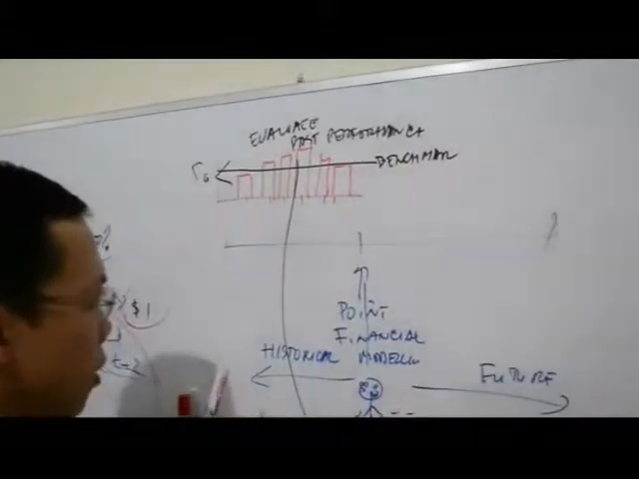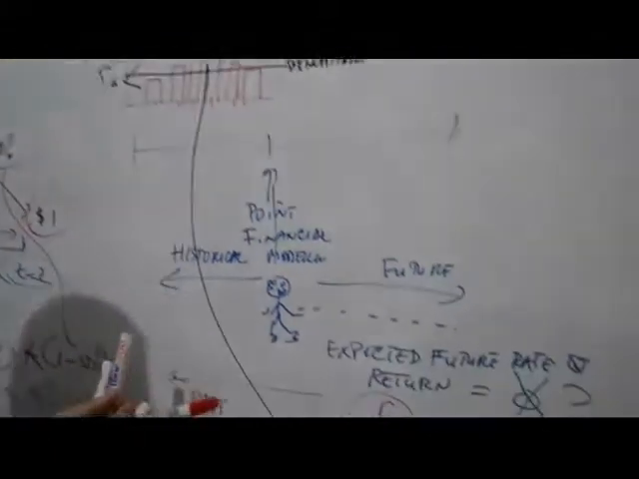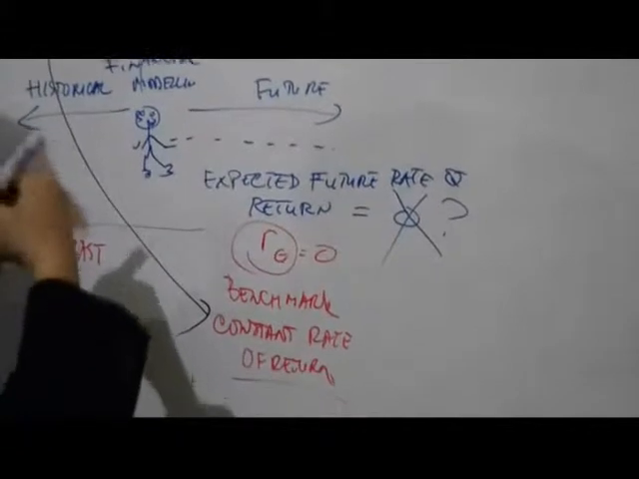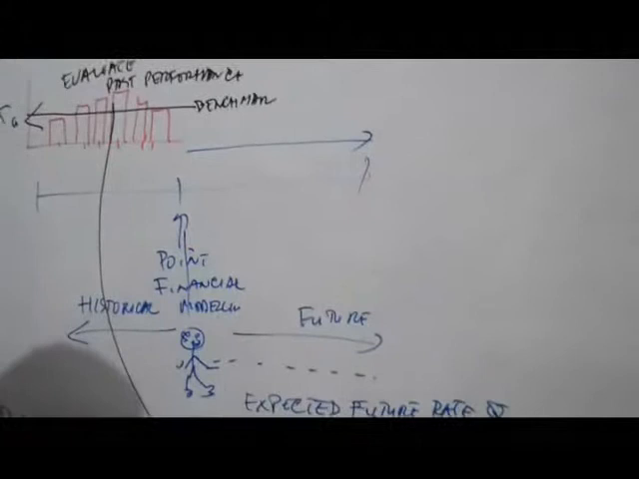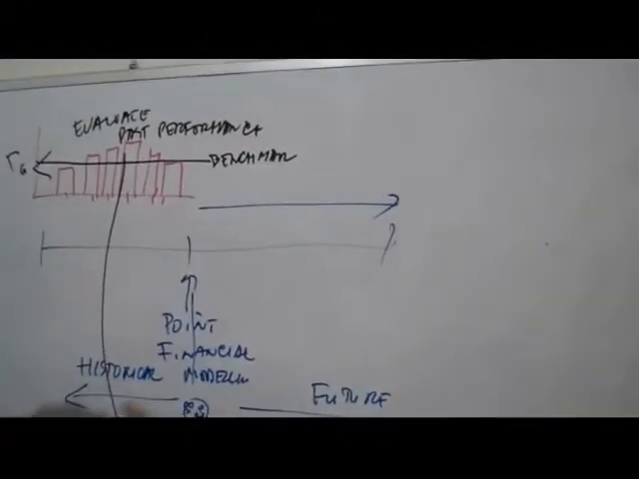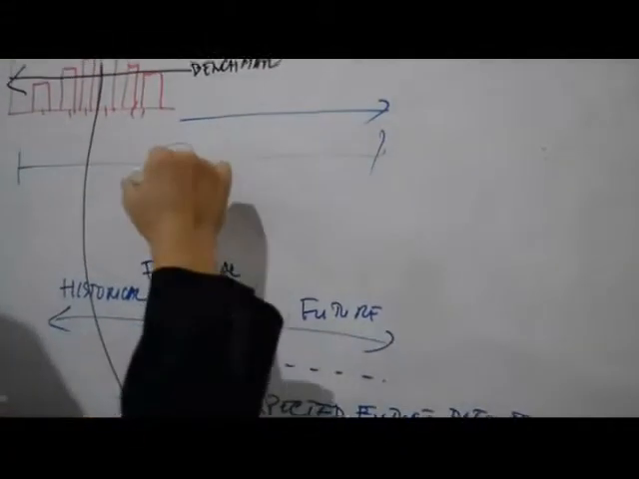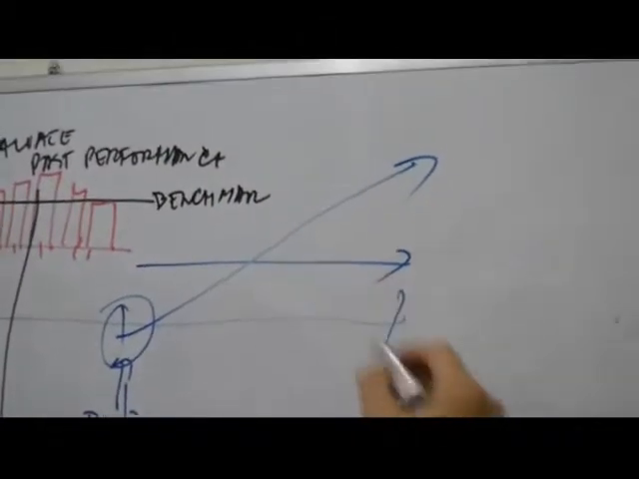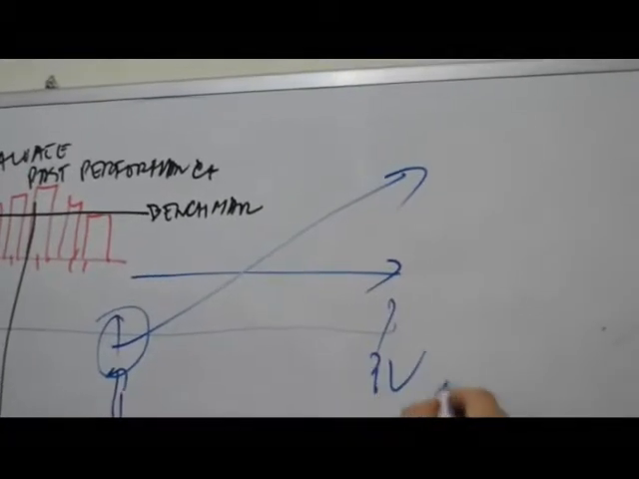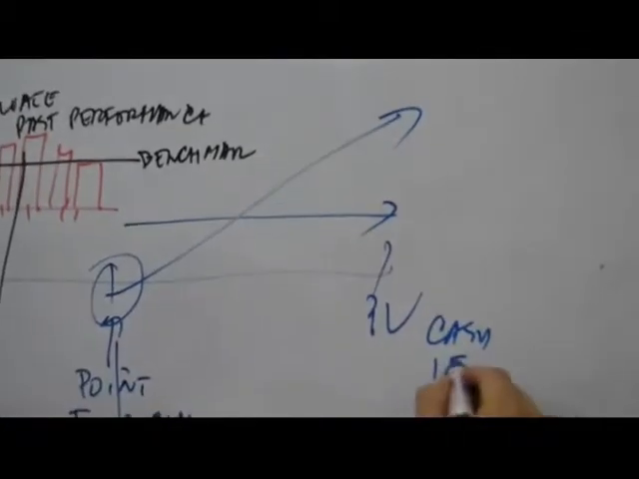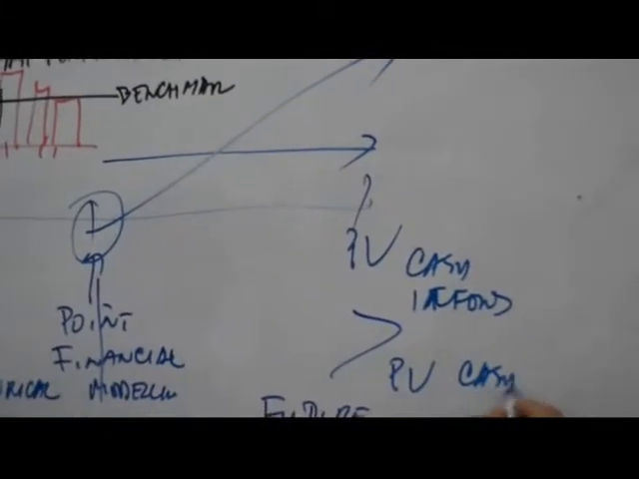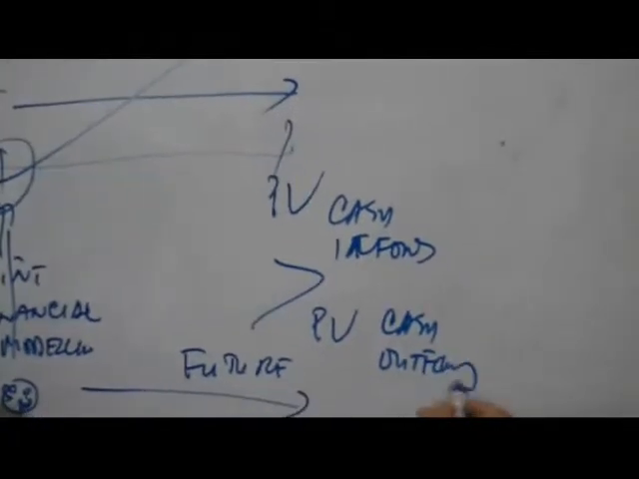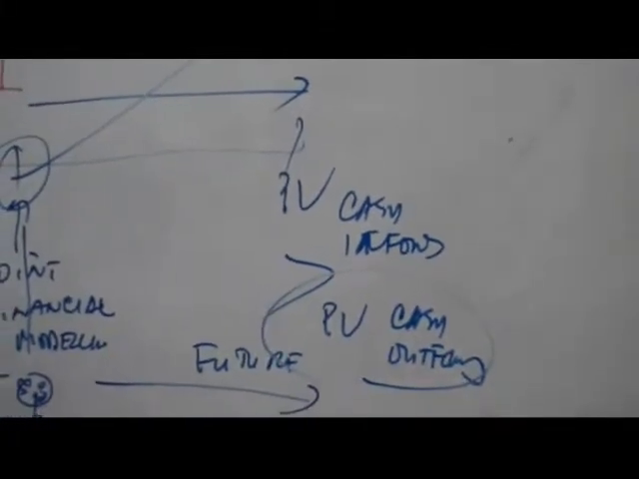But when you use that for the future, it doesn't make sense. Because based on the calculation, it doesn't make sense, because when people put the money here, they expect the money will be growing in the future. It means that the present value of your cash inflows should be higher than the present value of your cash outflows. Okay.